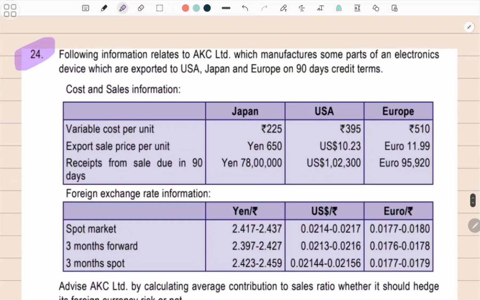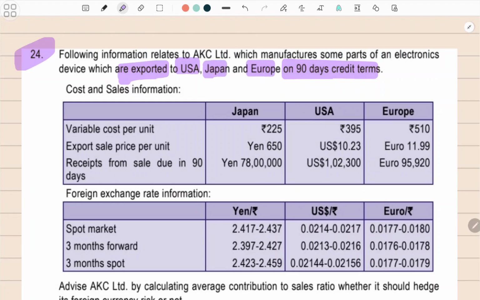Question number 24. The following information relates to AKC Limited, which manufactures some parts of electronic devices which are exported to US, Japan and Europe on a 90-day credit period. Okay, these are exports, so it means funds will come. You'll receive certain foreign exchange. You'll receive dollars, you'll receive yen, and you'll receive euro.